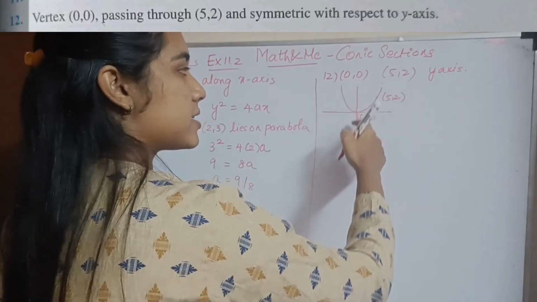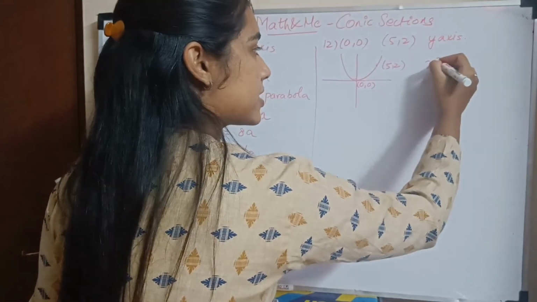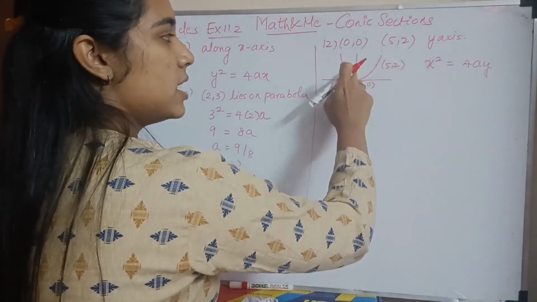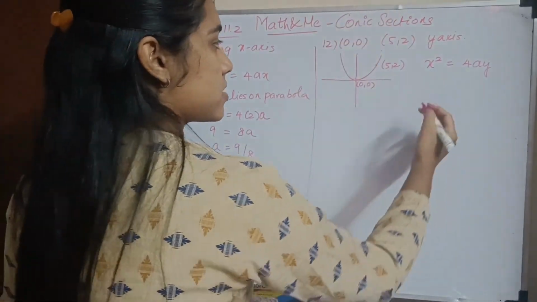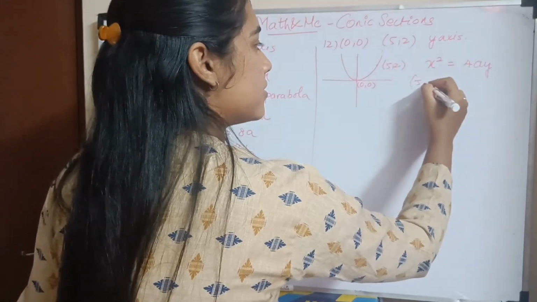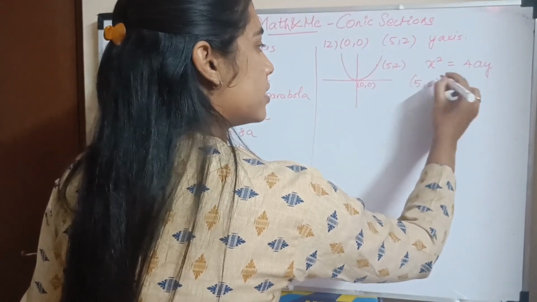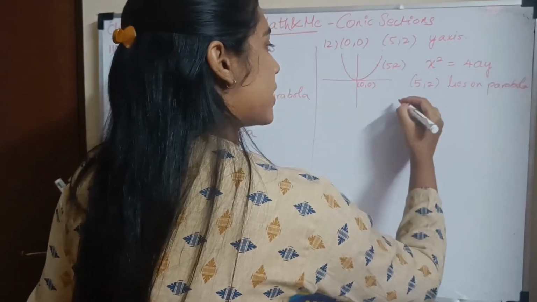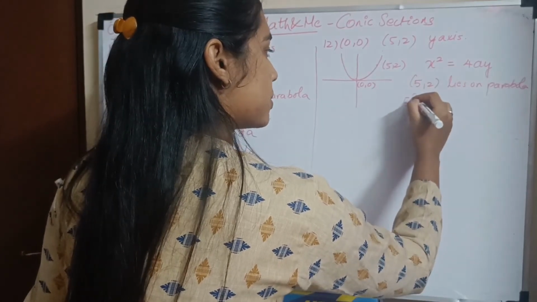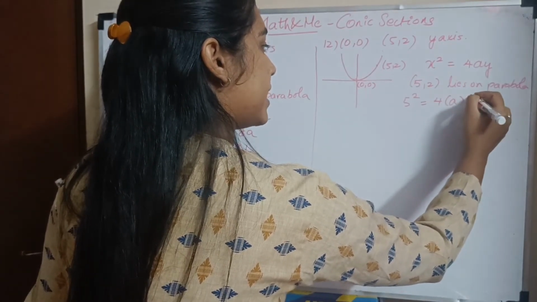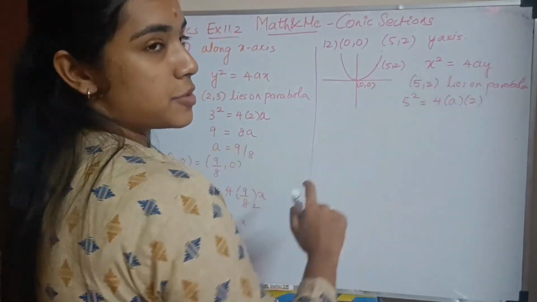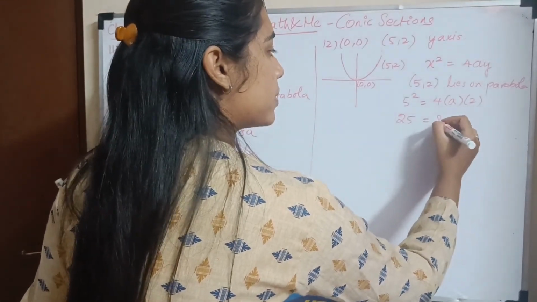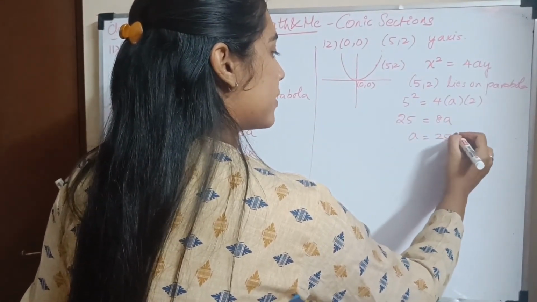So what does your equation look like? This is symmetric along the y-axis. So I have x square equals 4ay. It is a positive 4ay because it is on the positive side of the y-axis. Okay. So on substituting 5, 2, which lies on the parabola, I have 5 square equals 4 times a times 2. Substitute x and y correctly. This is x square, so 5 square. So you have 25 equals 8a. A equals 25 divided by 8.